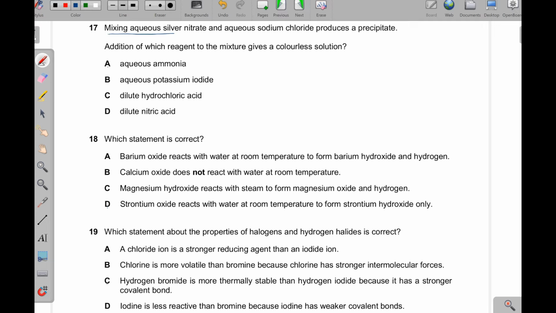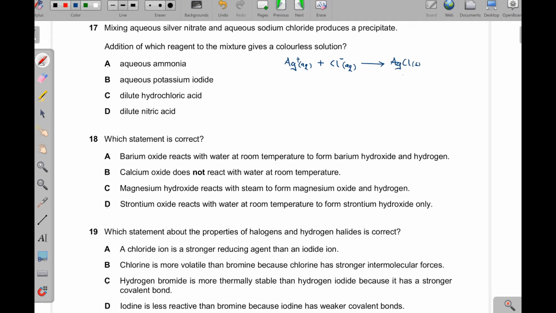Question 17. Mixing aqueous silver nitrate and aqueous sodium chloride produces a precipitate. Addition of which reagent to the mixture gives a colorless solution? Now, from silver nitrate, we have silver ions. Then you will add aqueous sodium chloride. We shall have the chloride ions there, and then you will form a precipitate, this one here.